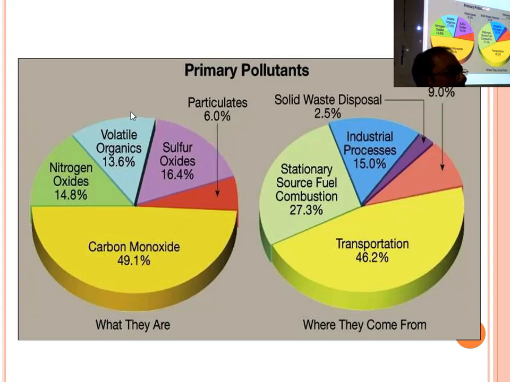What is volatile organics? Any idea? Alcohols, aldehydes, ketones, acids, together they are called volatile organics, and all volatile compounds. It can be chlorinated hydrocarbons also: methylene chloride, methyl chloride, carbon tetrachloride, chloroform, these types of compounds also come under this category. And apart from that, sulfur oxide and dust particles. These are the particulates, dust particles. Okay, today I end here.